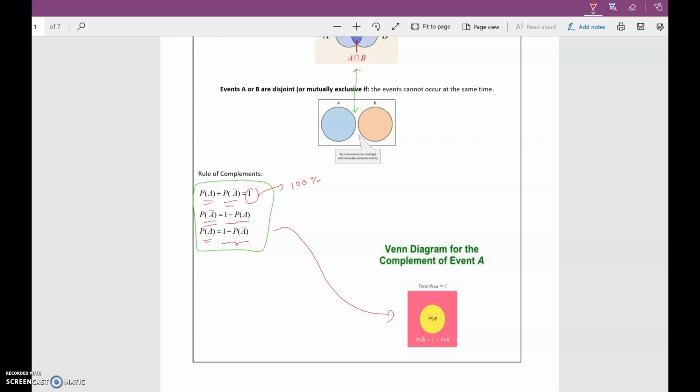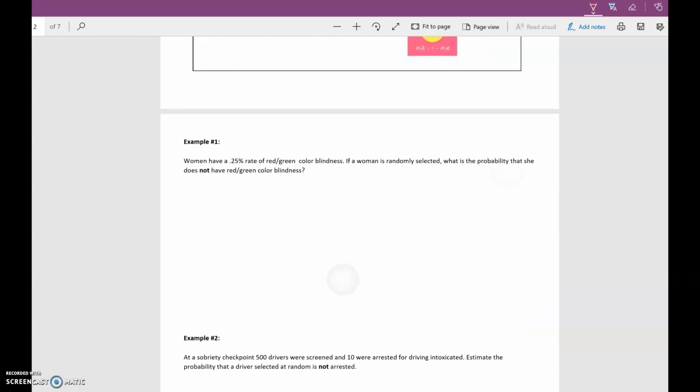The outer box is all the possibilities, or the sample space. The inner portion is the probability that the event will occur, and the outside portion is the event not occurring. Both occurring and not occurring together equal 1, which represents your 100% of occurrences. Okay, so let's take a look at a couple of problems.